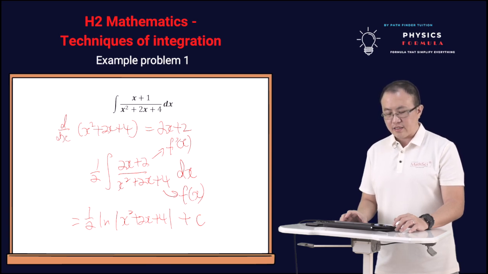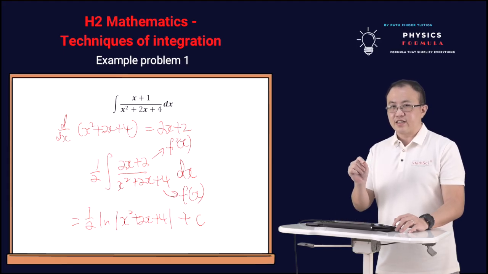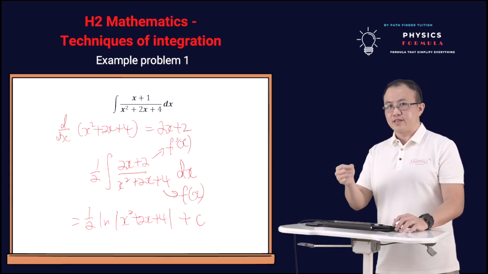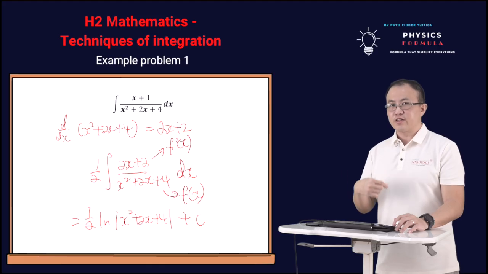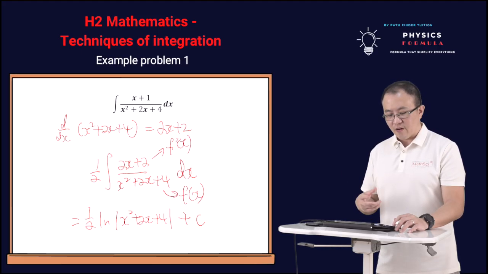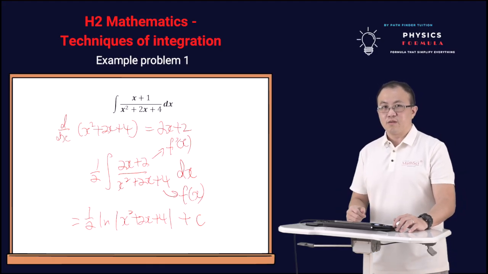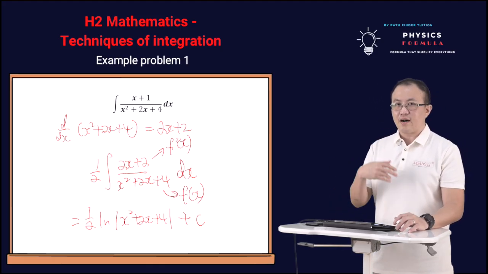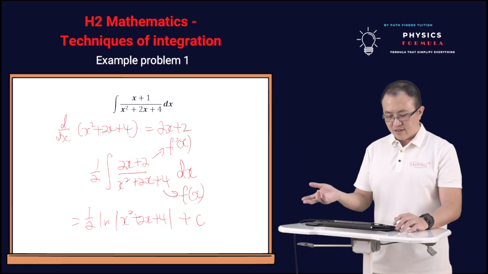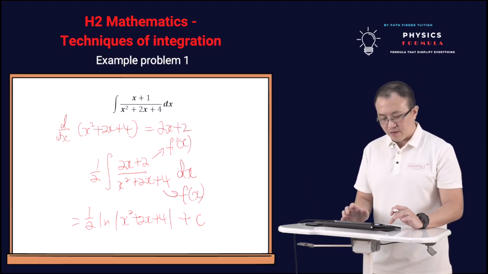Okay, so this is example problem number 1. Identify that the numerator could be a differential of the denominator. So I differentiate the denominator first and I see what I get. Then I realize that, oh, okay, the difference is only a 2. So I multiply a 2 to it, then I put a half outside, so I'm not changing the number. Okay, so this is example 1.